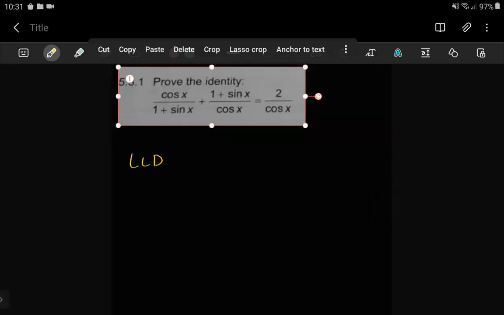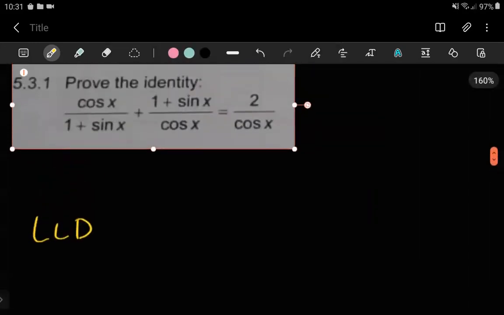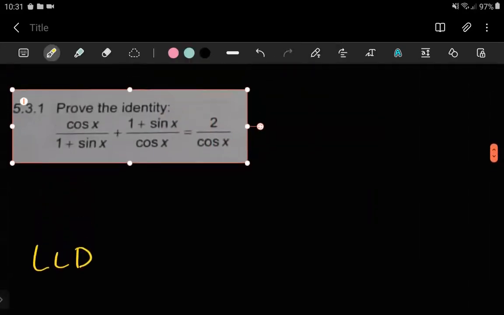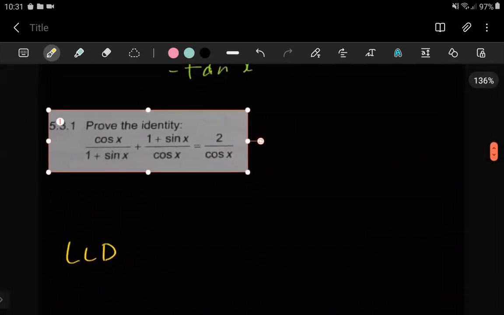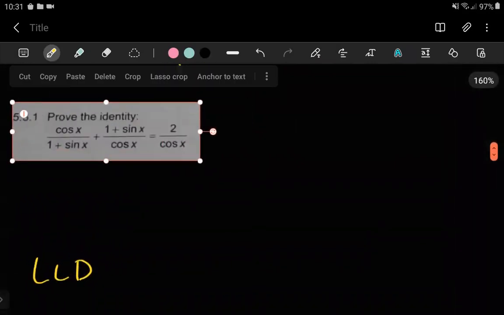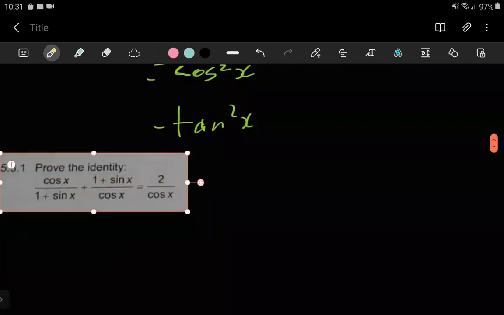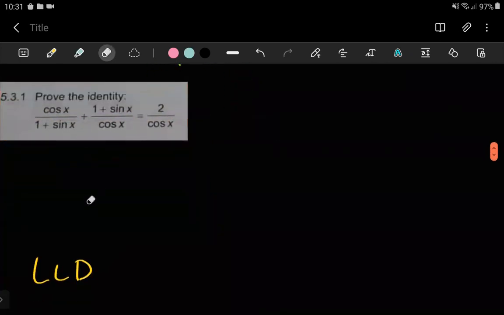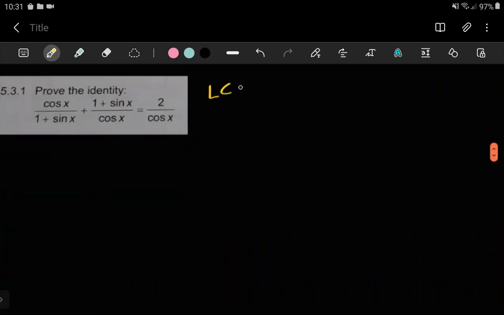So here, as you said, we need a lowest common denominator. An LCD here is not going to be a hassle. Just gotta get it and we just gotta go. So let's see here. The LCD, lowest common denominator, is this times that.